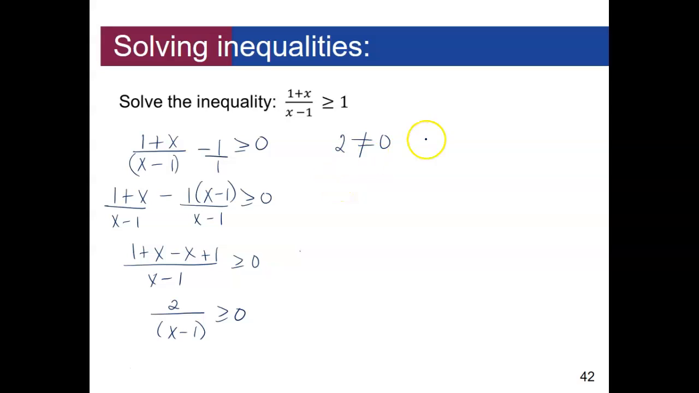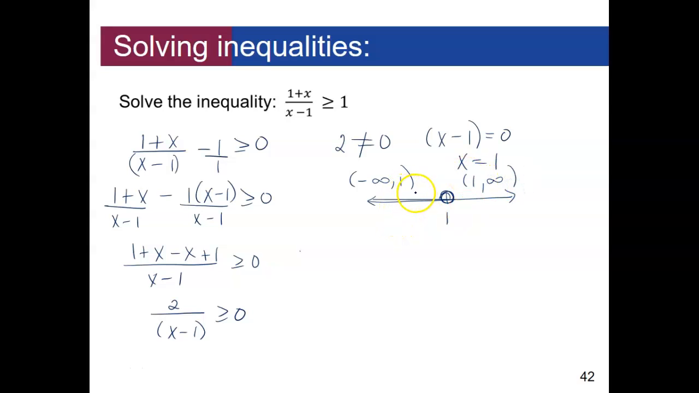And then if I set the denominator equal to 0, then I'm going to get 1 as my cut point. So I only have one cut point here. That cut point is at 1. And because it's coming from the denominator, we actually can't ever include that as part of our answer. So our intervals will be from negative infinity to 1 and then from 1 to infinity.